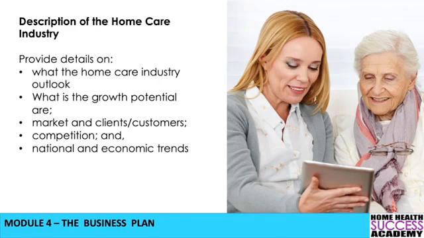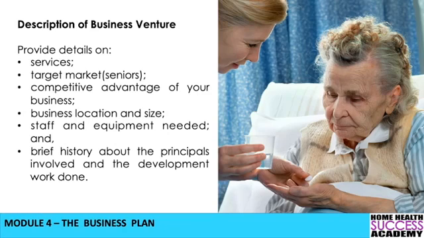But like I said, this particular area is the description of the home care industry. So you're going to provide details on what the home care industry outlook is. You're going to talk about how the baby boomers are going to be needing more help, how home care is such a vital thing to have for patients to prevent them from going to the hospital and lowering hospital rates, and also how to decrease the cost or expenditures of patients if they have care at home rather than going into a nursing home. Okay, so you need to be able to talk about market and client customers, competition, and national and economic trends as well.